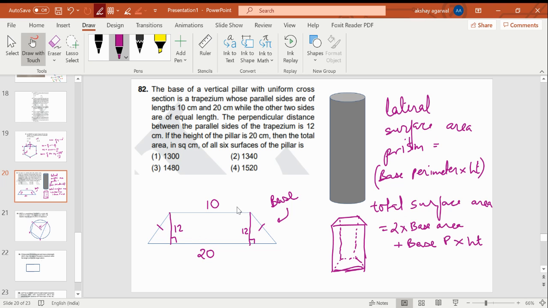I believe yes. If this is 10, we've drawn the two heights. The distance between those two heights will also be 10. The remaining 10 out of this 20 will be divided equally here and here. So 10 divided by 2, this will be 5 and this will also be 5. And 12, 5, we remember the triplet 5, 12.